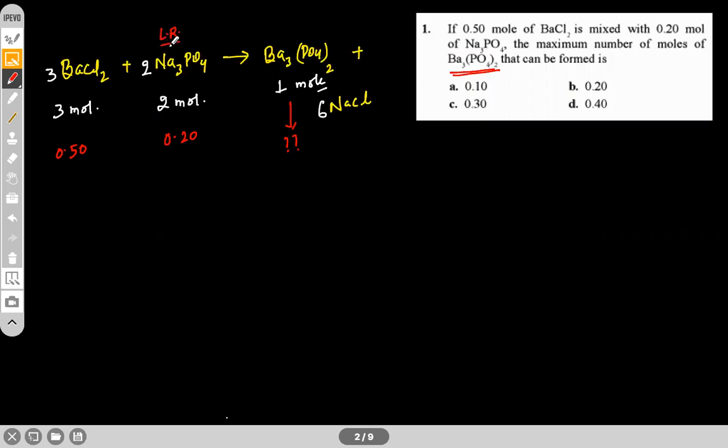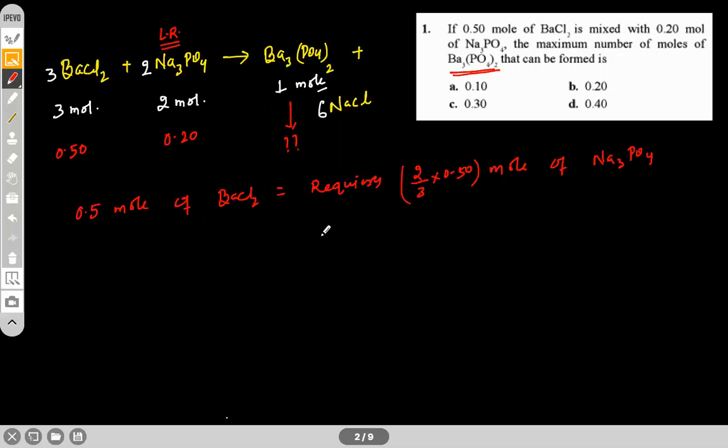So in this question you see Na3PO4 is the limiting reagent. If you find out the limiting reagent, because 3 moles requires 2, so 0.5 moles requires, number of moles for Na3PO4 is more over here. So 0.5 moles of BaCl2 requires 2 by 3 into 0.50 mole of Na3PO4. So this value is what?